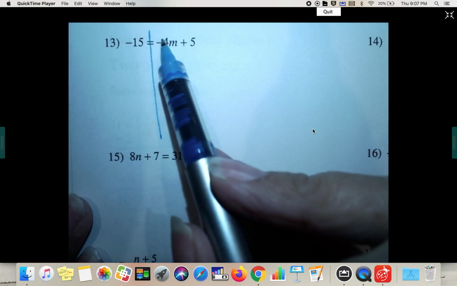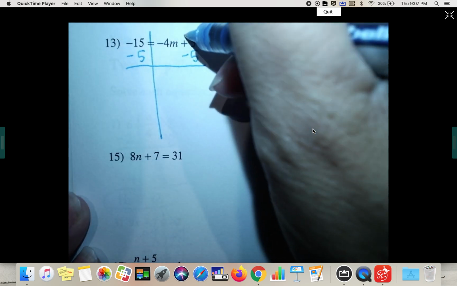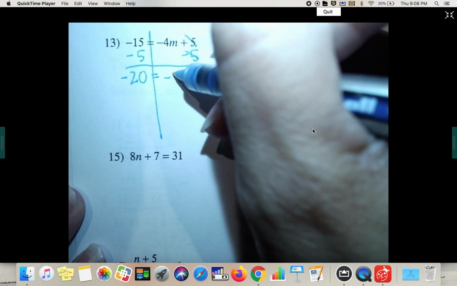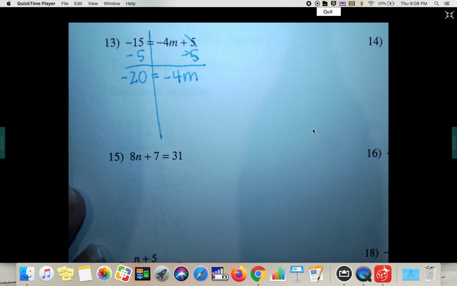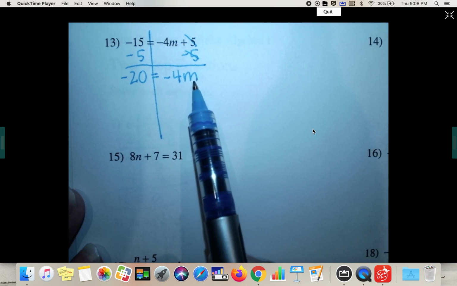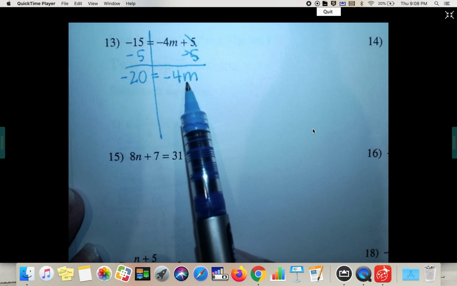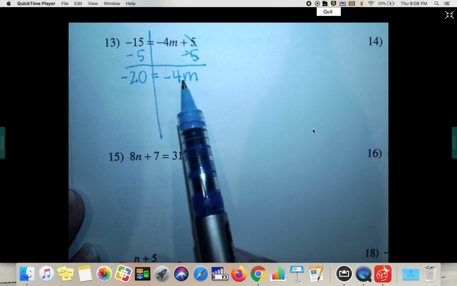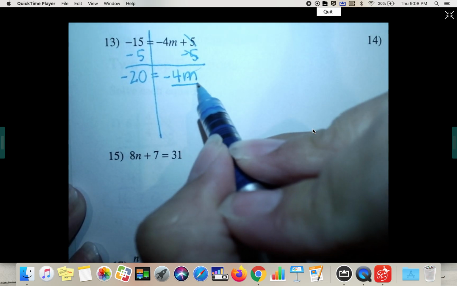All right, first thing we're going to get rid of is the plus 5. So we're going to do minus 5. Negative 15 minus 5 is negative 20. Bring down your negative 4m. Negative 4 is being multiplied by m. They're squished together with no symbol in between, which means multiply. So you are going to divide.